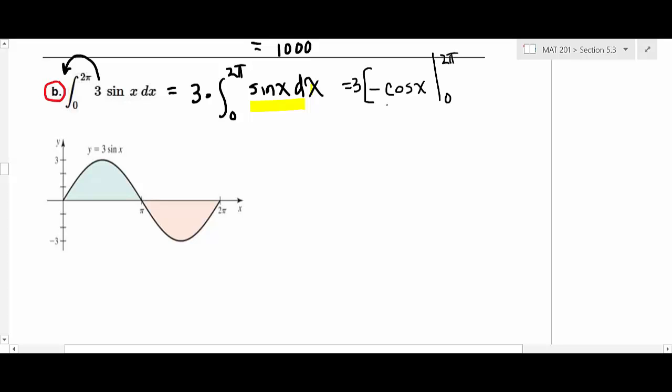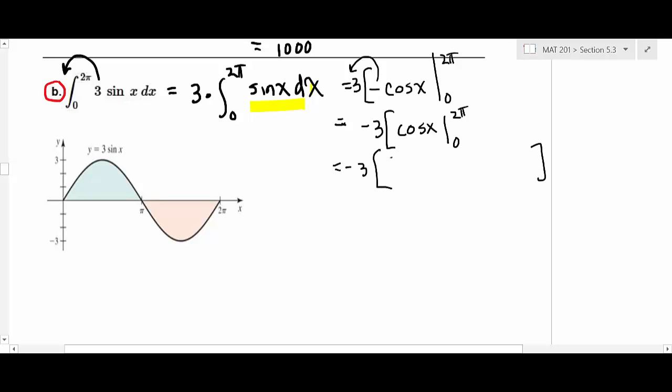Now what you can do when you're doing a definite integral, if you have a constant with your antiderivative, you can just bring that out of the evaluation. So it's probably best to write this as negative 3 cosine x from 0 to 2 pi. You don't need to have that constant inside of that evaluation. Just at the end of the problem, multiply by negative 3. So what we're going to do is we're going to do negative 3.